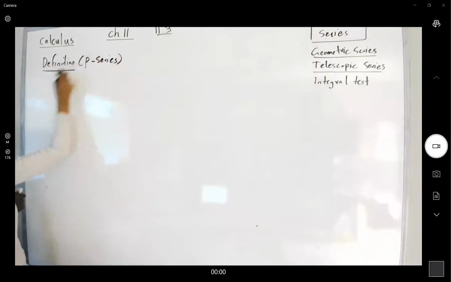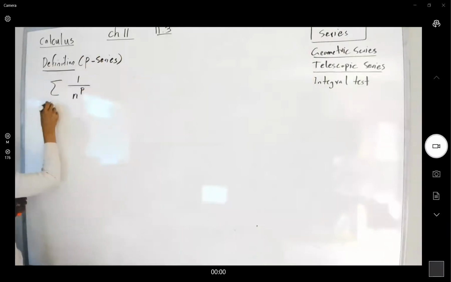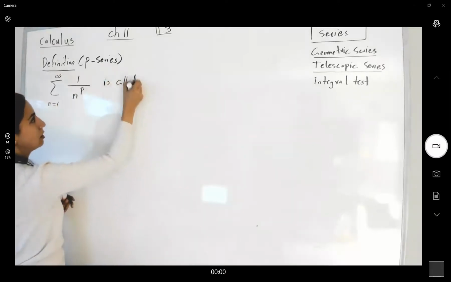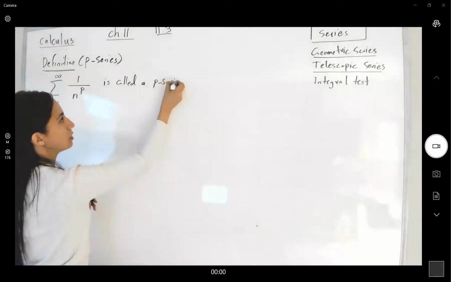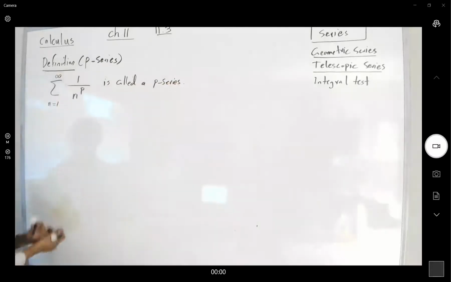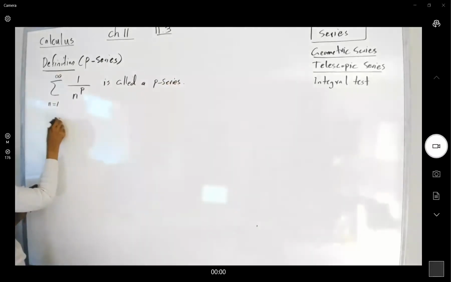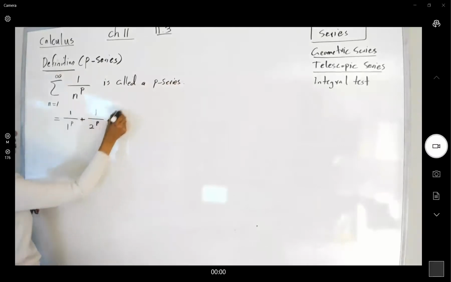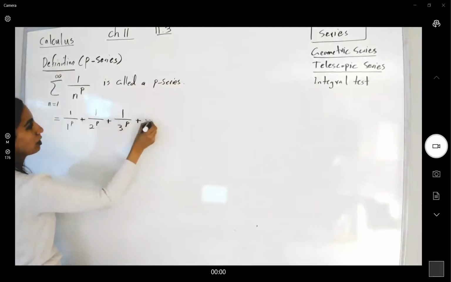P series. The series 1 divided by n to the p, as n approaches infinity, is called a P series. Try not to confuse P series with geometric series. So here, if you write this in expanded form, you get 1 divided by 1 to the p, plus 1 divided by 2 to the p, plus 1 divided by 3 to the p, plus the rest of it.